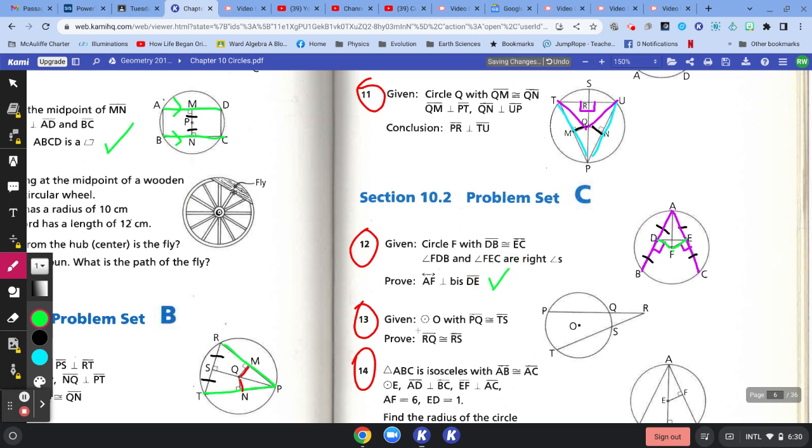Now let's consider 13. In 13, we have circle O, so O is the center. We know that PQ is congruent to TS, and we're trying to prove that RQ is congruent to RS. Okay, so let's consider things that we know. Let's label things we know. Let's start with that. PQ and TS are congruent. That's the only thing we've been given.